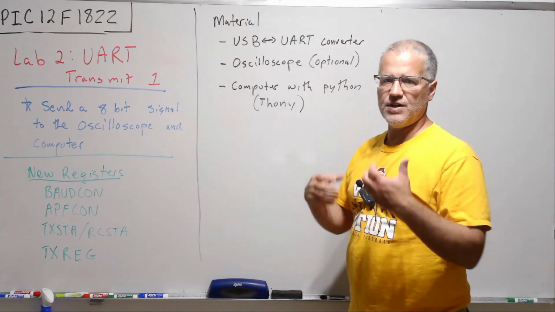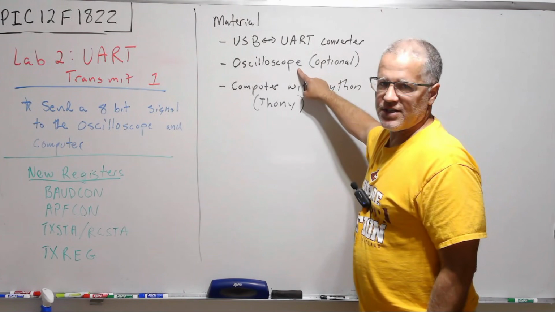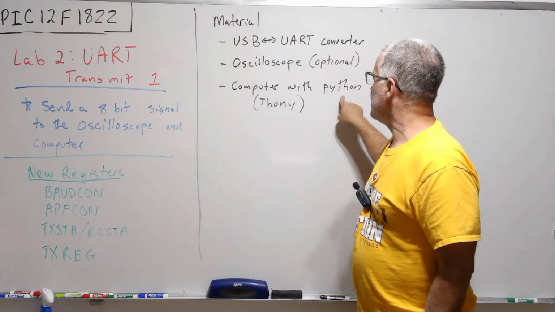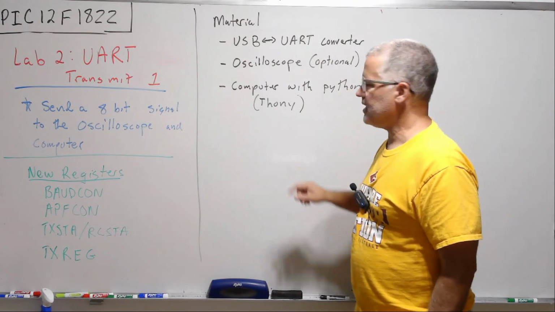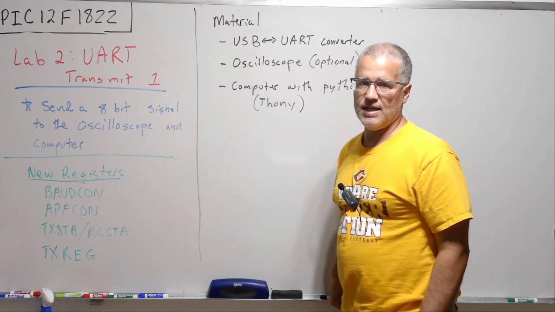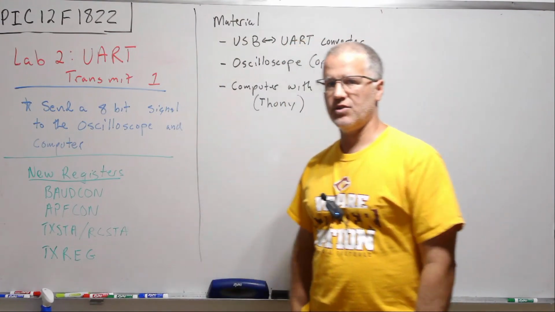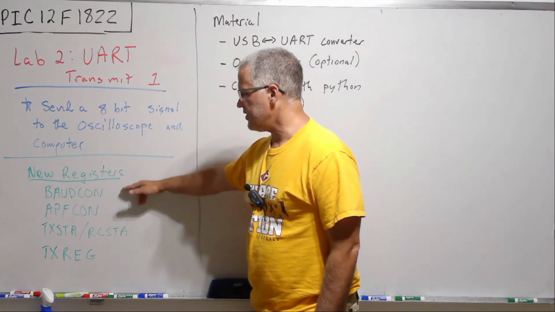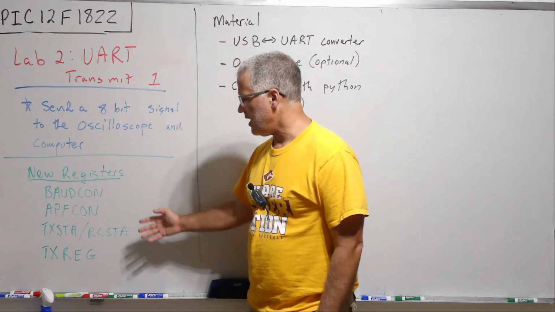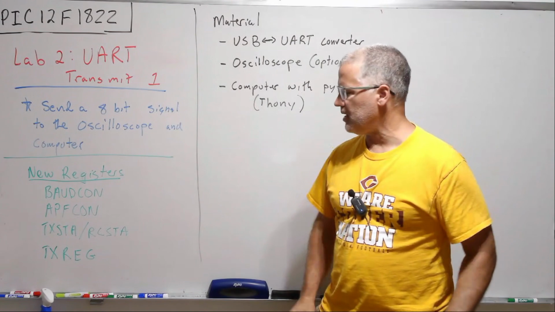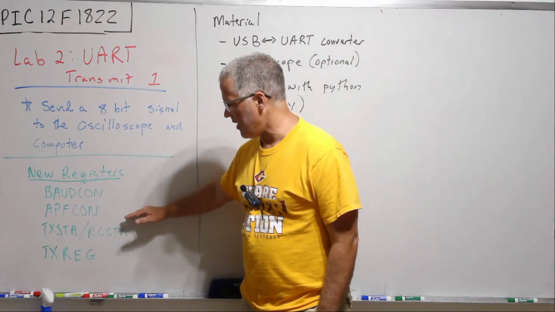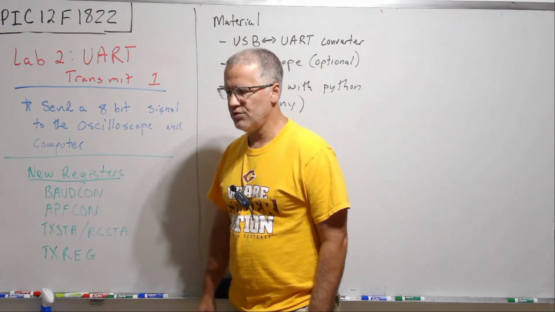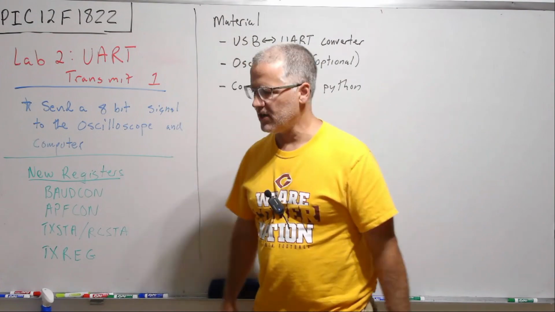Optional oscilloscope. It's kind of fun to see the signal come in, but if you don't have an oscilloscope, that's okay. And then on your computer, make sure that you have Python installed in some kind of IDE to write a program. We're going to use a very simple IDE, the Thonny IDE, but certainly anything would work here. Now we're going to run into a bunch of new registers. There's a set of registers that deal with the UART capability, and we'll talk about each of these as we go through. So with that, I think I'll get over to the computer and we'll start working through this.